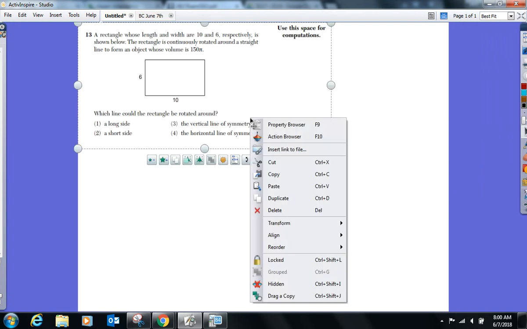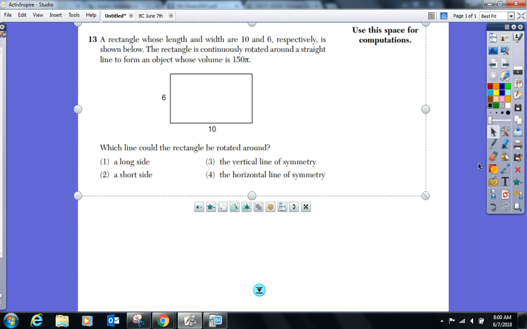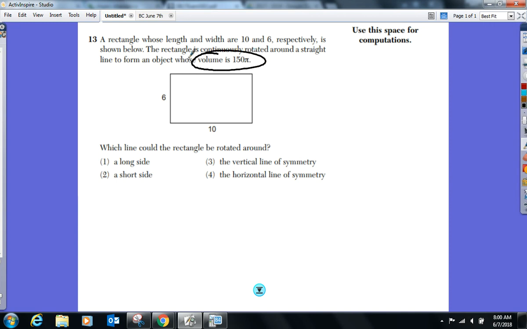Okay, number 13 from August 2017. All right, when I continuously rotate, the object I get has a volume of 150 pi. Anybody know what I get when I continuously rotate a rectangle? Cylinder. They tell me the volume is 150. Anybody know where I can get, forget about what it is, where I can get the volume of a cylinder?